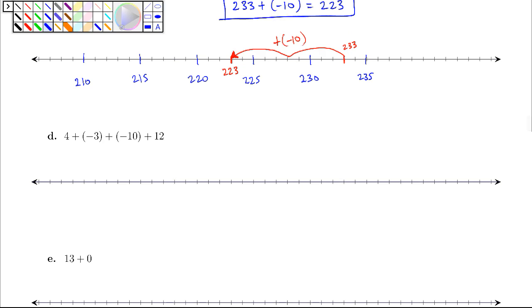Now this one, let's see. I'm going to go to the right 4 units. I'm going to go to the left 3 units. I'm going to go to the left 10 units. And I'm going to go to the right 12 units. So I think it looks like I'm going to be going about the same amount in the left and the right. So I'm going to put my 0 in the middle in this case. And I'm going to go ahead and label it as usual.